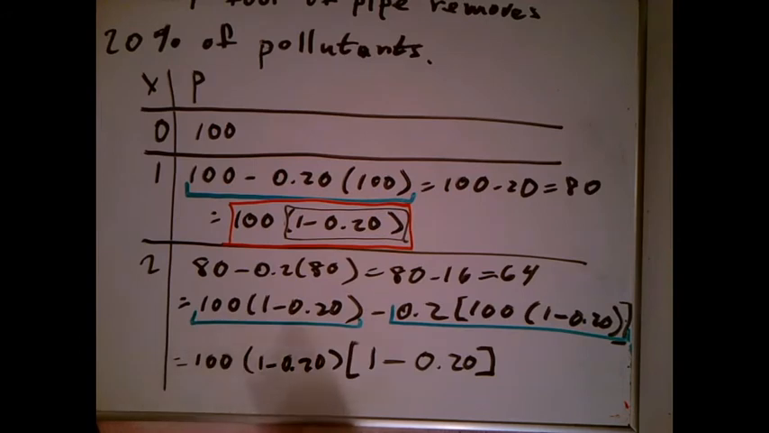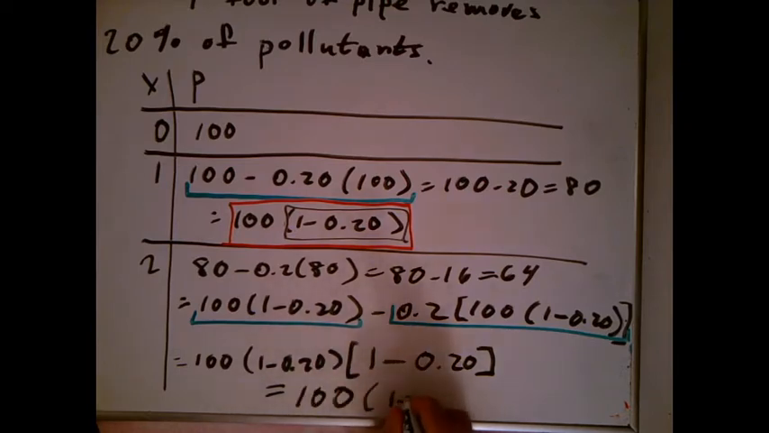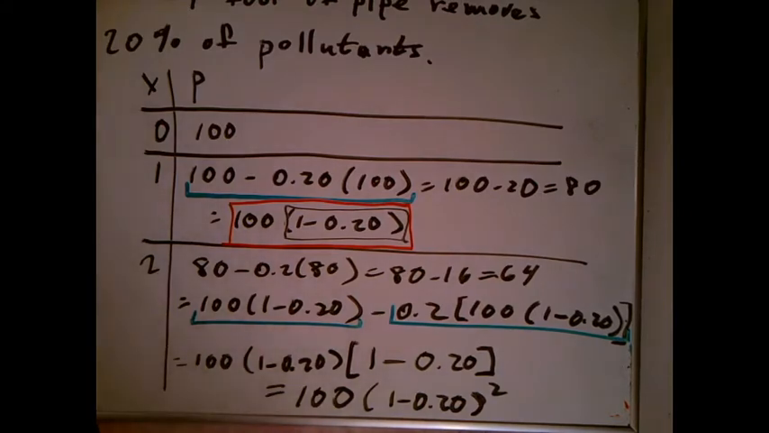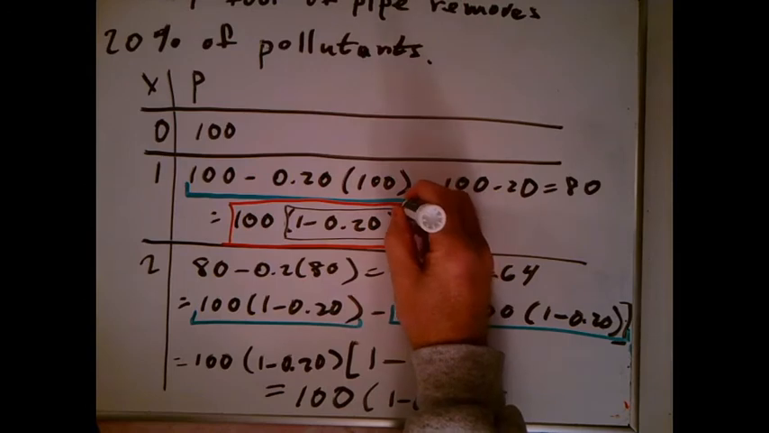And let's write out what the pattern looks like. We're going to get equals 100 times 1 minus 0.20 times 1 minus 0.20. I'm going to get 1 minus 0.20 quantity squared. There's already enough here to see a pattern as long as I go back and look at this line here and say that's not just 1 minus 0.20, that's 1 minus 0.20, ta-da, to the first.